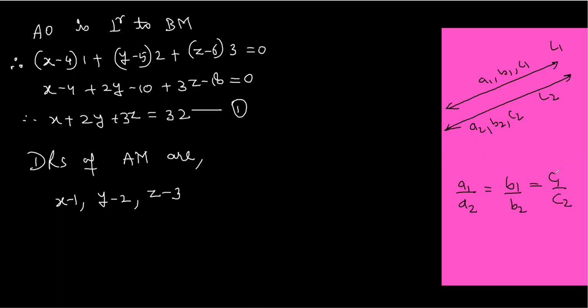See, these points I have already covered once. I am repeating these points once again for the purpose of understanding. So here, when the two lines are parallel to each other, their DRS will be proportional. Okay, two lines are parallel or they are collinear.